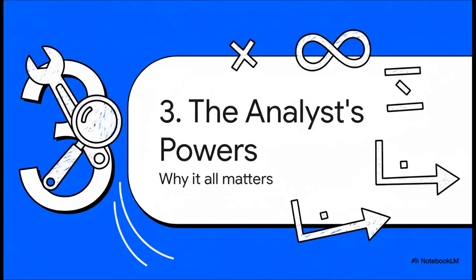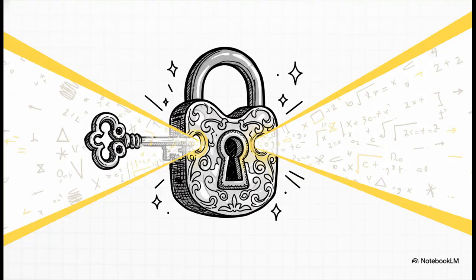Okay, so we found the glitch and we found a powerful test to fix it. But what's the big payoff? I mean, why do we care so much about this? Well, that brings us to section 3, the analyst's superpowers. Because uniform convergence is not just some fussy technical detail that only mathematicians need to worry about.